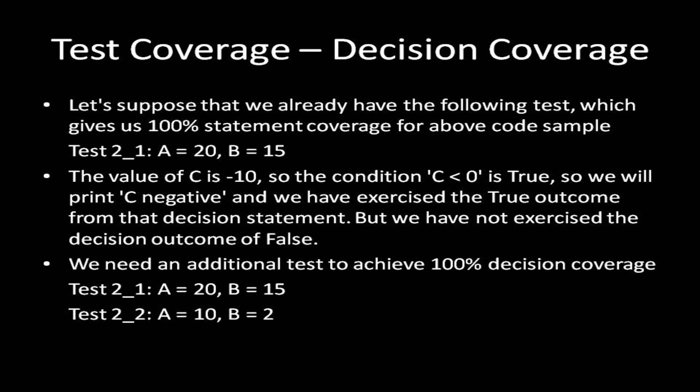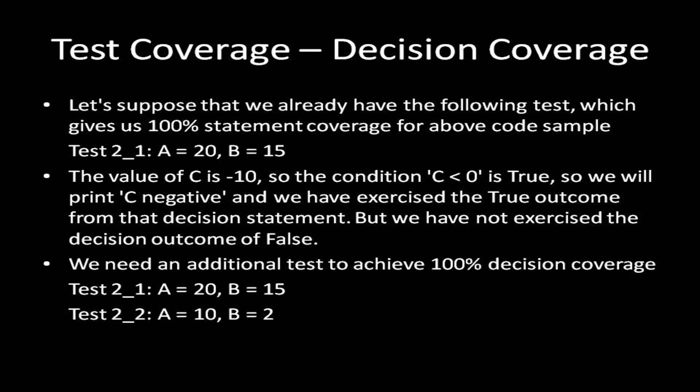Let's suppose that we already have the following test, which gives us 100% statement coverage for the above code sample. Test set: test 2.1, A equals 20, B equals 15. Which decision outcomes have we exercised with our test? The value of C is -10, so the condition C less than 0 is true, so we will print "C negative", and we have exercised the true outcome from that decision statement. But we have not exercised the decision outcome of false.